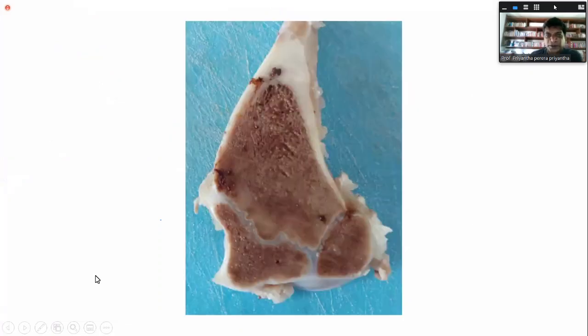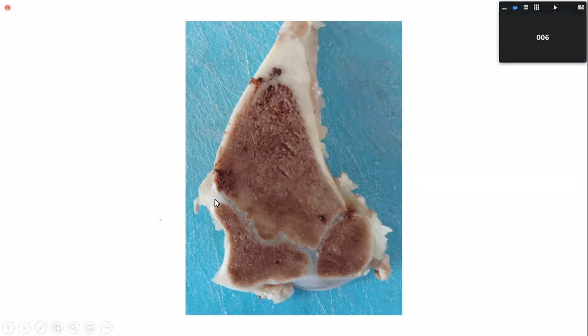Right? Actually, I got this specimen, a nice specimen. It shows part of the bone, right? Can you see this white line there, this bluish line? What is that line? Yeah, that's the growth plate. Good. That's the growth plate, the growth cartilage.